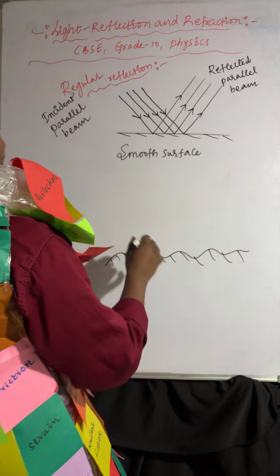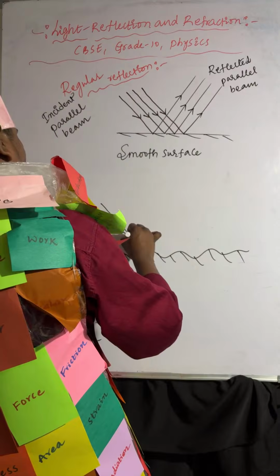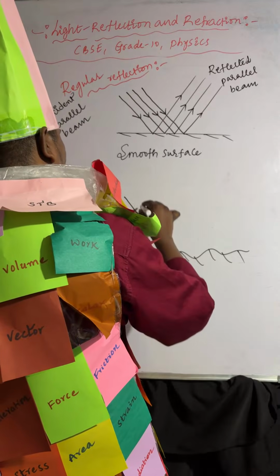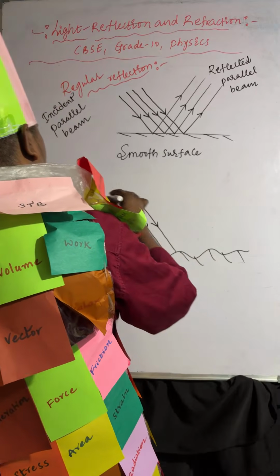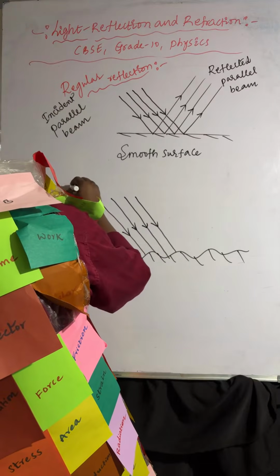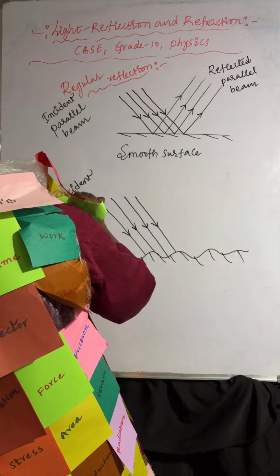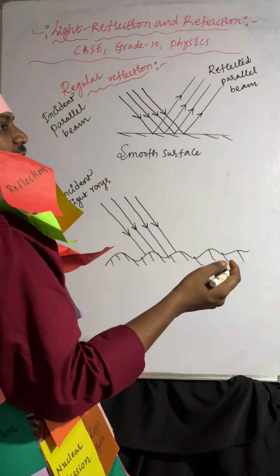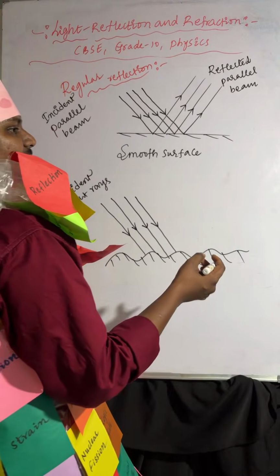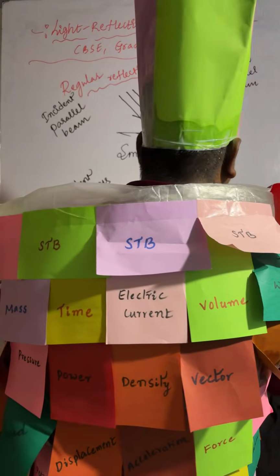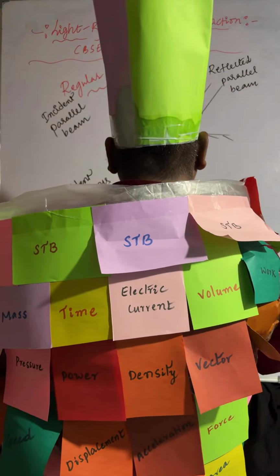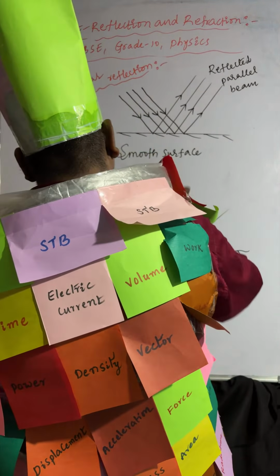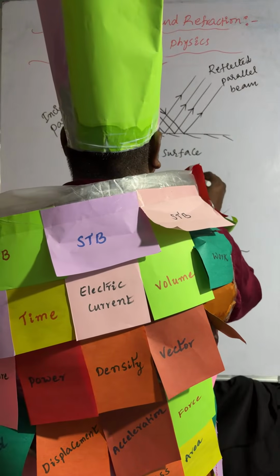Incident light rays are parallel. These are the light rays. So here you can observe, incident light rays are parallel to each other, but reflected light rays are not parallel to each other. These are the reflected light rays.